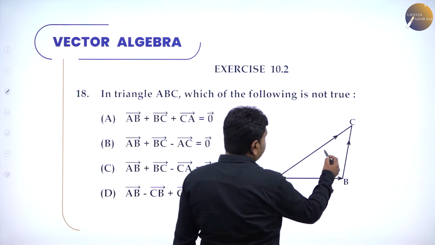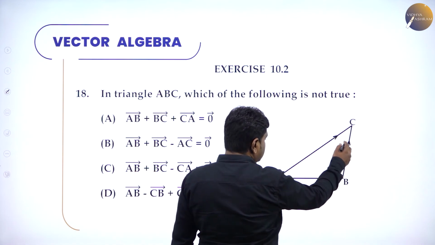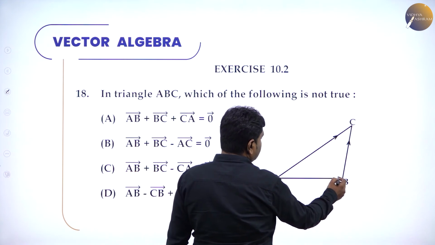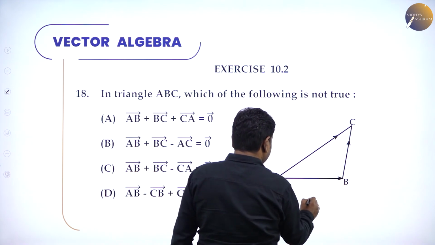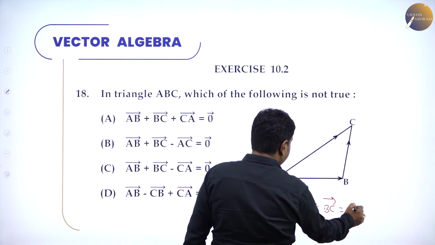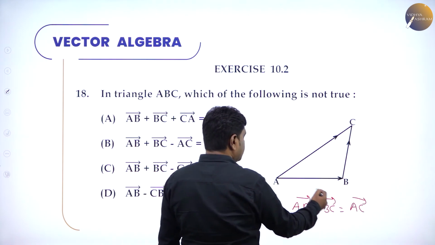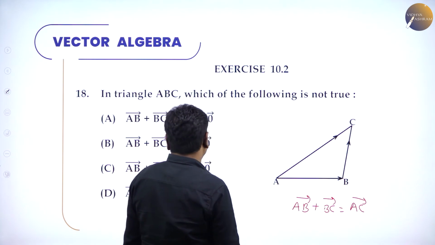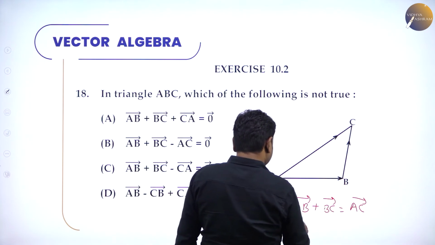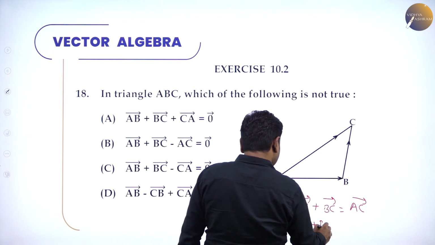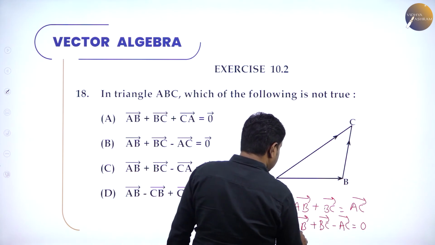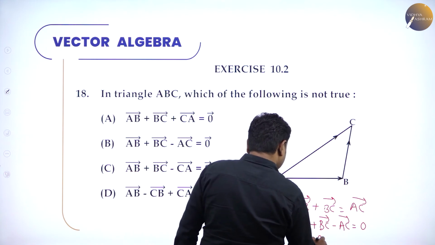See now, AB plus BC. BC is in reverse now. If I take AB, here AB plus BC should give you AC, by the law of triangle of vectors. We can rearrange it. AB plus BC plus CA, they told. If you bring AC to this side, AB plus BC minus AC is equal to 0. All of you know, minus AC is also called CA.